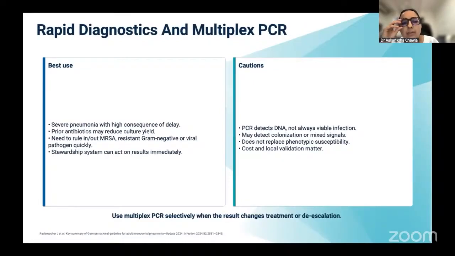A word about rapid diagnostics and multiplex PCR. We all know that they help us to get rapid diagnosis and start early targeted therapy. But you need to remember that you should be able to differentiate the possibility of colonization in these as well. Always send culture and antibiotic susceptibility testing in all the patients in whom you are sending your rapid diagnostics or multiplex PCR.